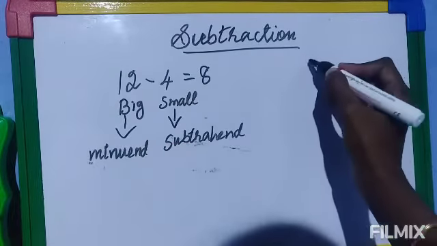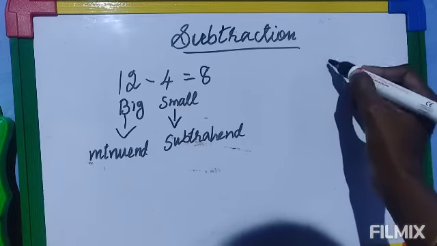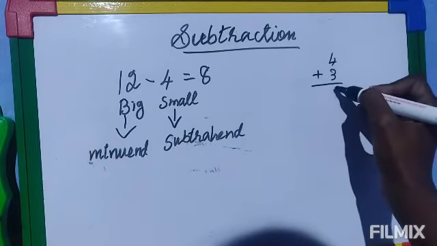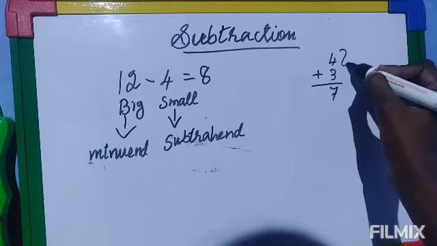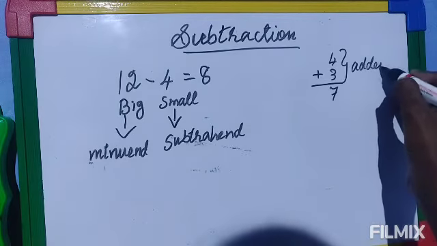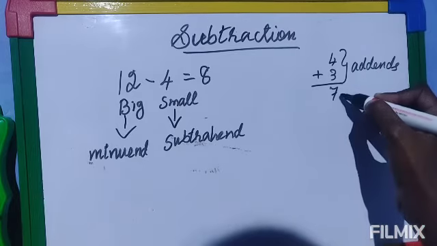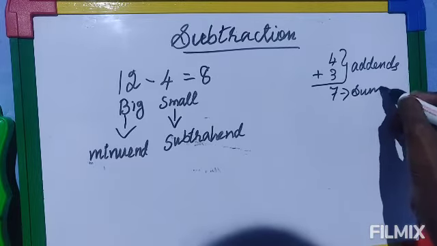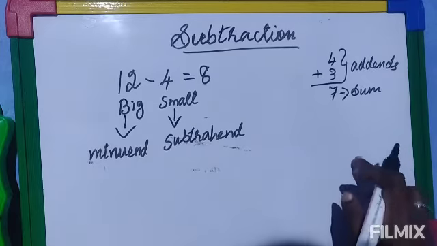In addition, you have learned already. Suppose you are adding 4 plus 3, then you get the answer 7. The numbers which we are adding are called addends. And the answer we are getting is called the sum. The total we are getting is called the sum.